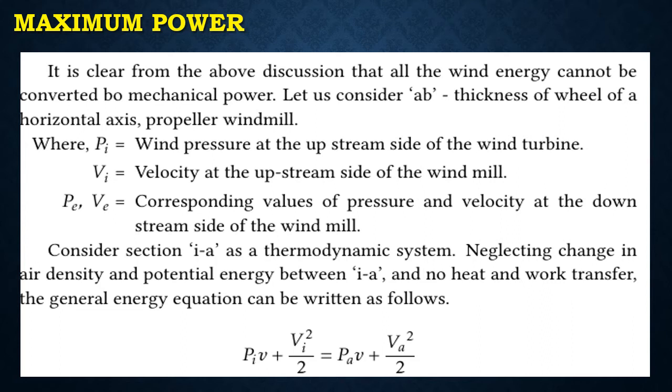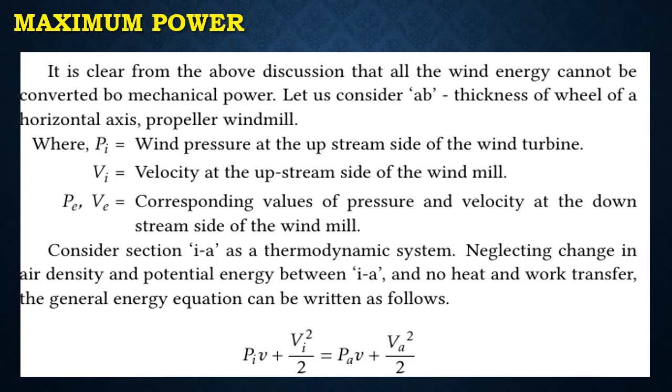Now we have to consider one more section IA as the thermodynamic system, neglecting the change in the air density. Generally air density will change after passing through the rotor, but that change is neglected, and rho, the air density, is kept constant for this derivation. Also, potential energy between I and A, and heat and work transfer, are neglected. Generally there would be work transfer and heat transfer because of friction, but all of these, along with the potential energy between I and A, are considered constant or negligible.